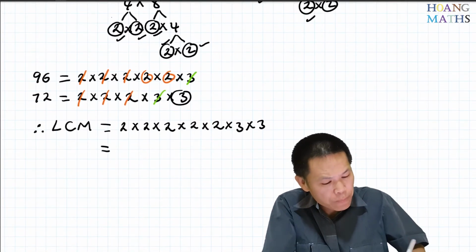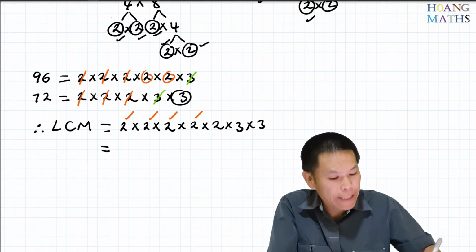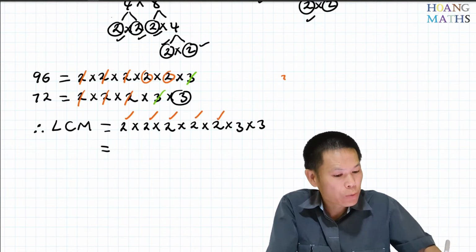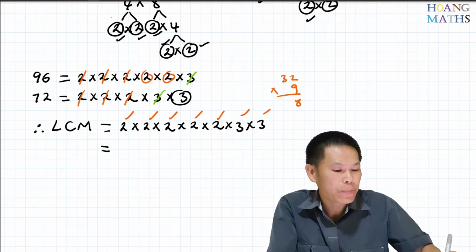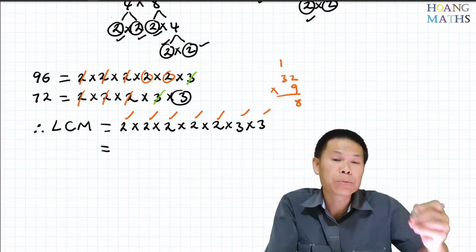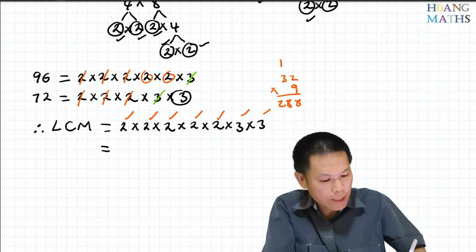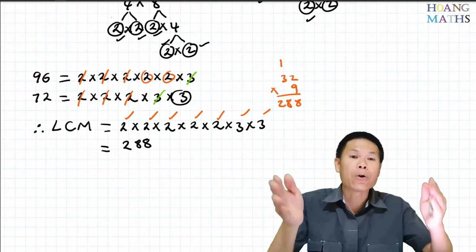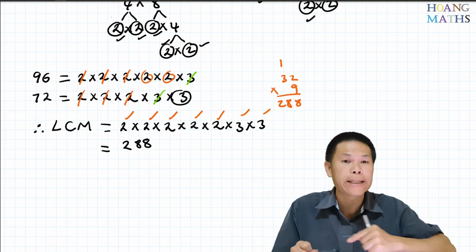There you go. So we just multiply them together. So 2 times 2 is 4, 4 times 2 is 8, 8 times 2 is 16, times 2 is 32. So we just go 32 times 9, because 3 times 3 is 9. So 9 times 2 is 18, carry 1. 9 times 3 is 27, so 28. So that is 288. There you go. So 288 is the lowest common multiple of 96 and 72.